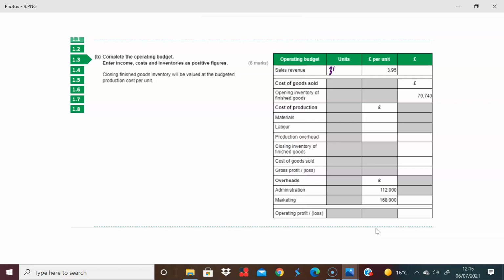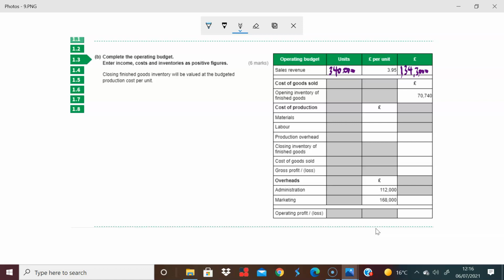So we have 340,000 units at £3.95. Plug that into the calculator. 340,000 times 3.95 gives us 1,343,000. Sorry, that should be over there. 1.343 million, if you like. And let's see, what do we have here?